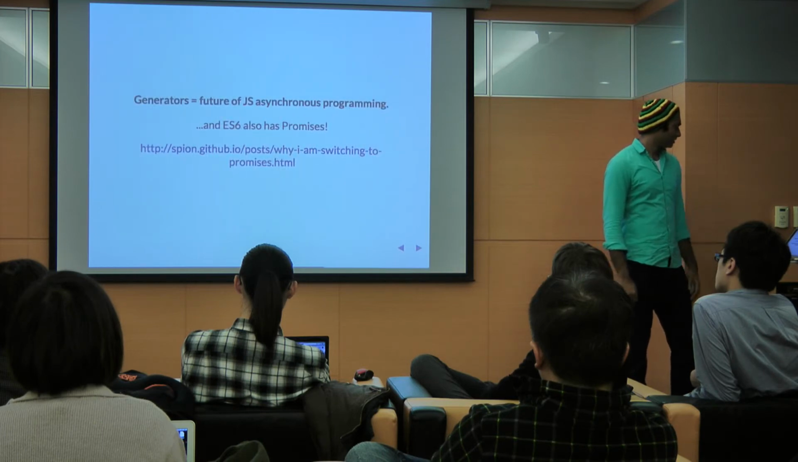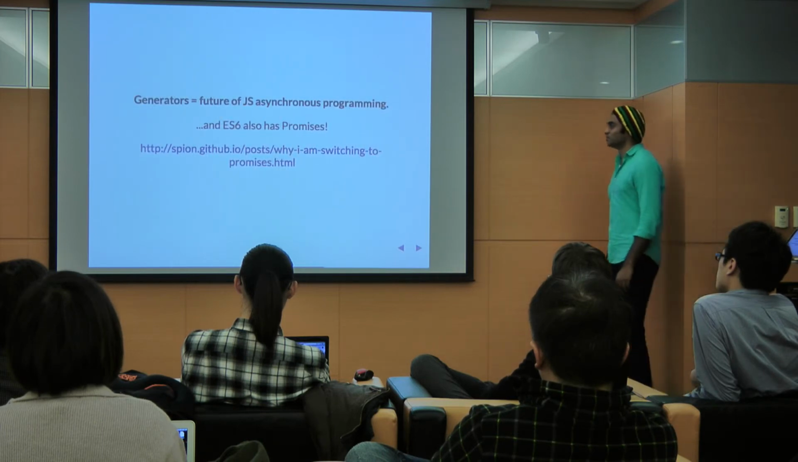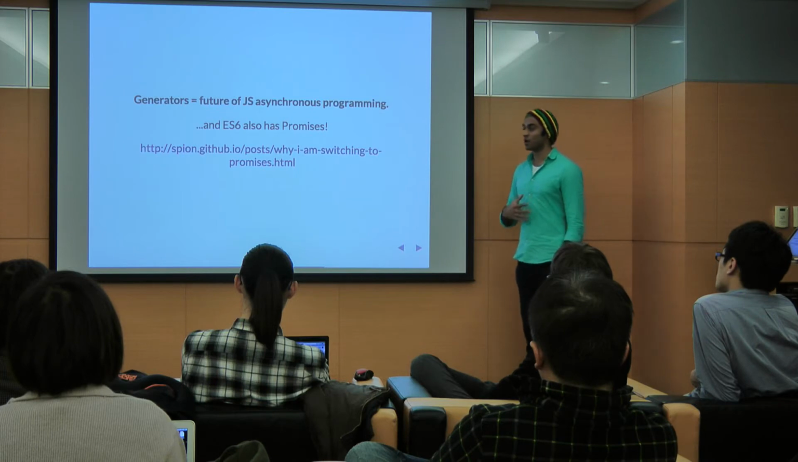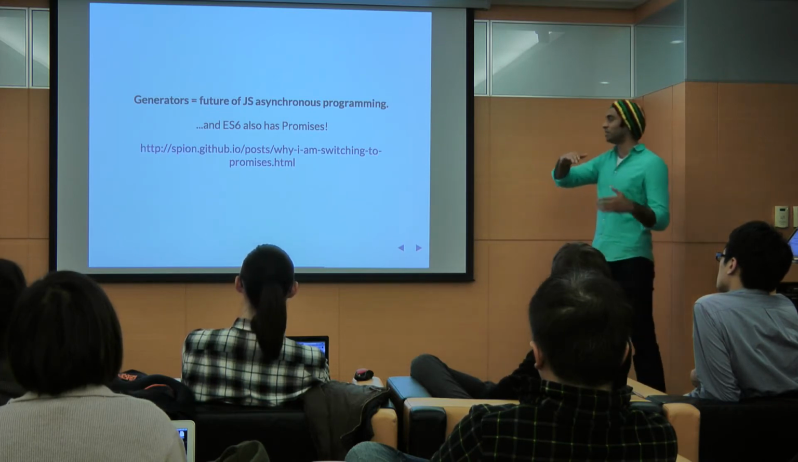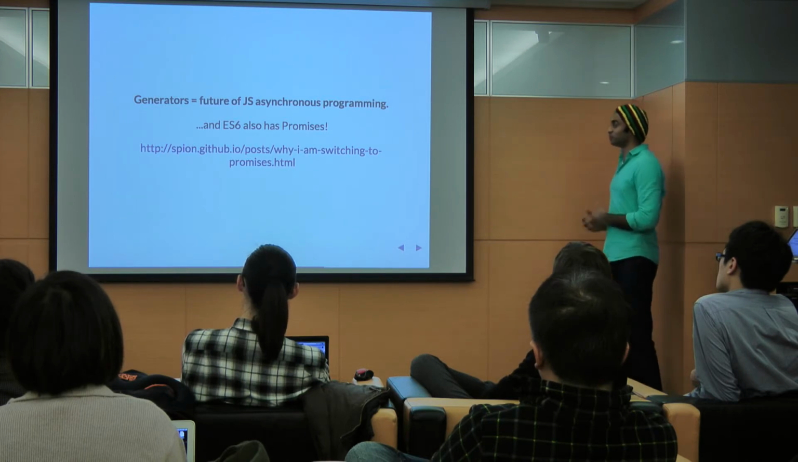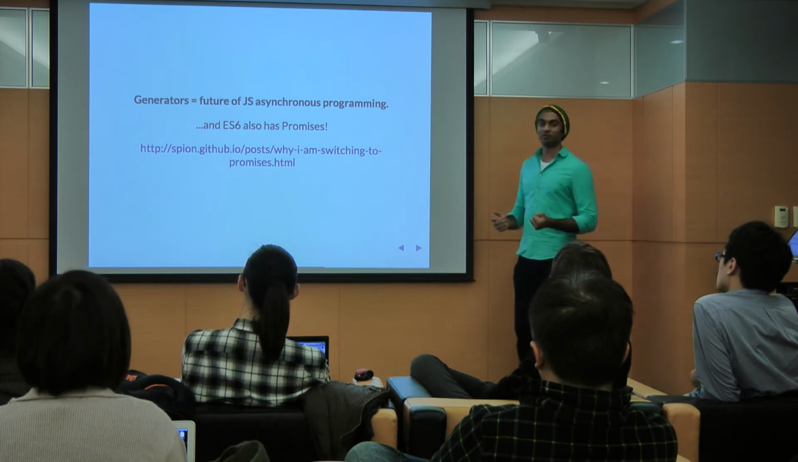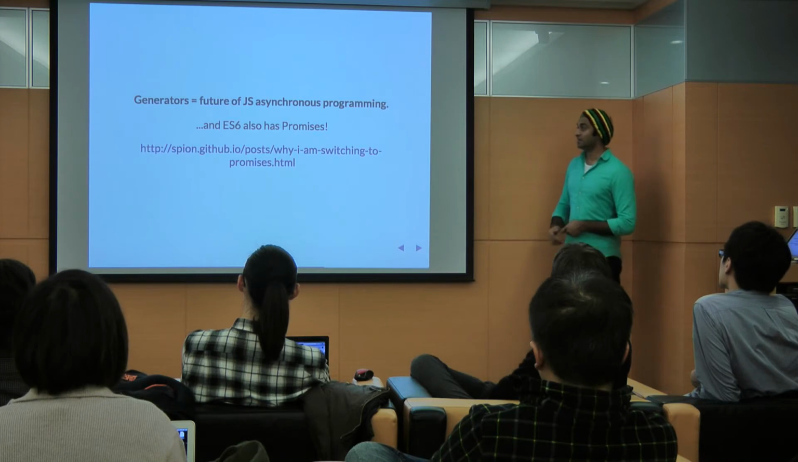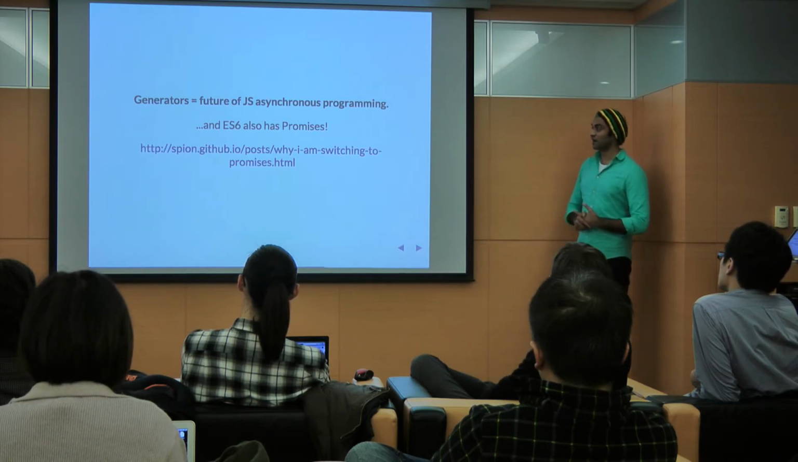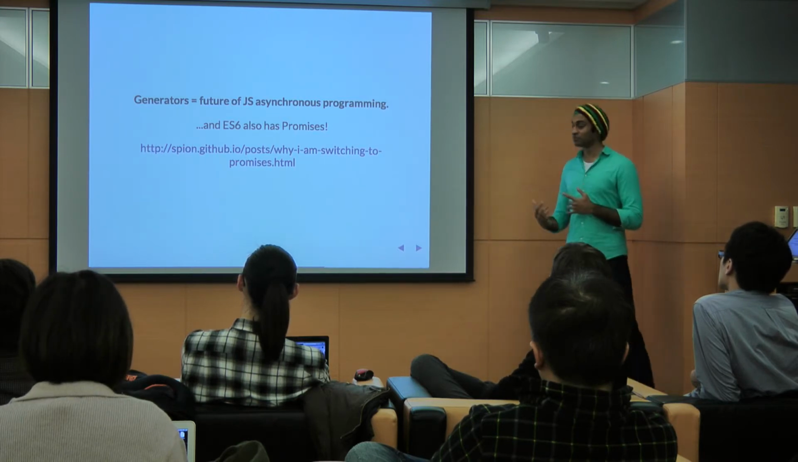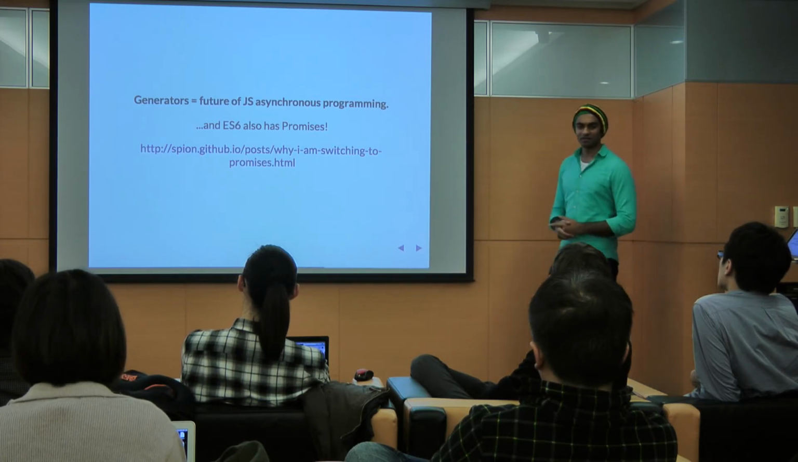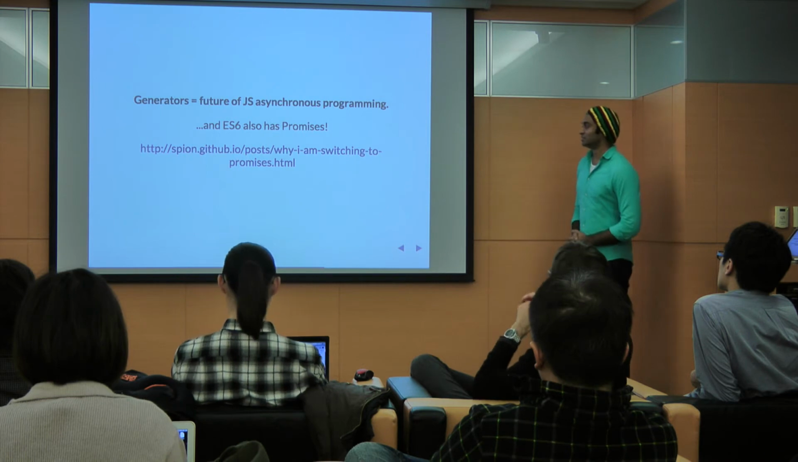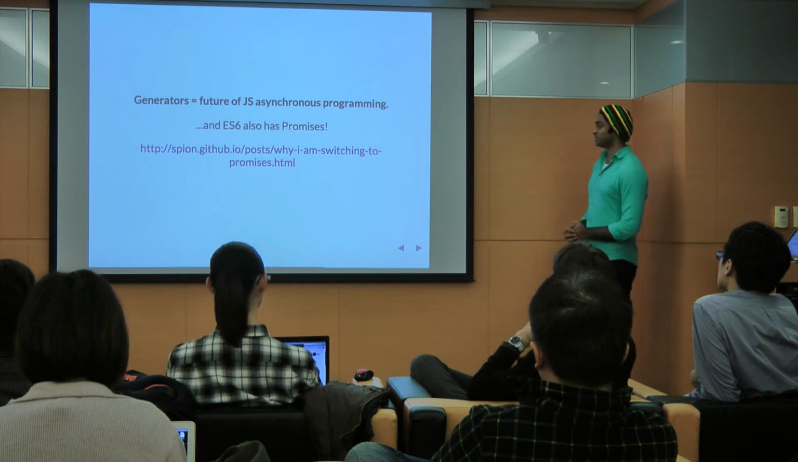In my opinion, from what I've shown you, given the difference in code between generators, using promises, and using callbacks, generators are probably how we're going to do asynchronous programming in JavaScript in the future. And ES6 also has promises. I was using a promise library for the examples, but pretty soon, by the end of the year, I think ES6 is supposed to land, right? I think so anyway. So we won't need any of the libraries, as it will be native.